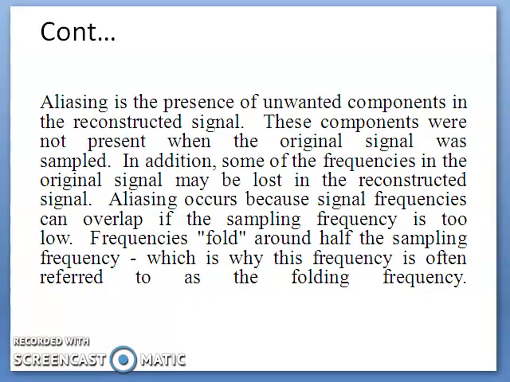Aliasing is the presence of unwanted components in the reconstructed signal. These components were not present when the original signal was sampled. In addition, some of the frequencies in the original signal may be lost in the reconstructed signal. Aliasing occurs because the signal frequencies can overlap, as we have seen, where the sampling rate is less than twice the highest frequency. If the sampling frequency is too low, the frequencies fold around half the sampling frequency, which is why these frequencies are often referred to as folding frequency.